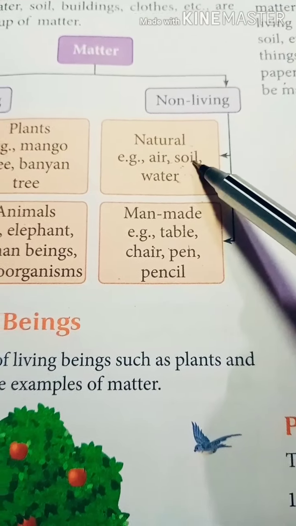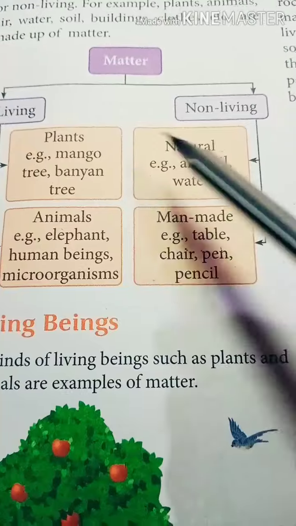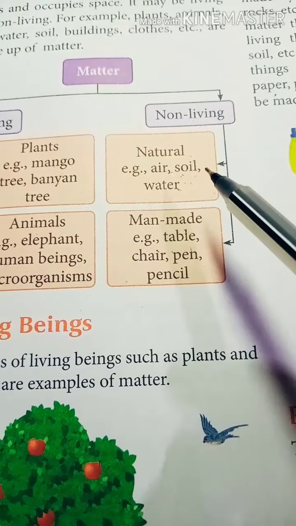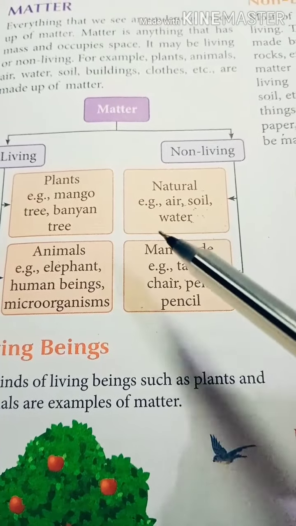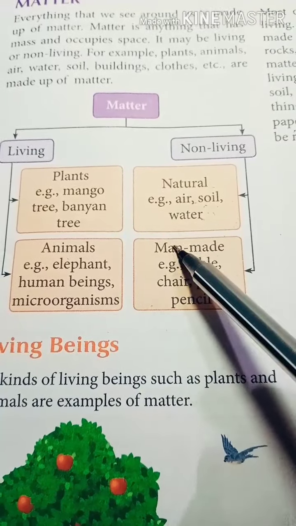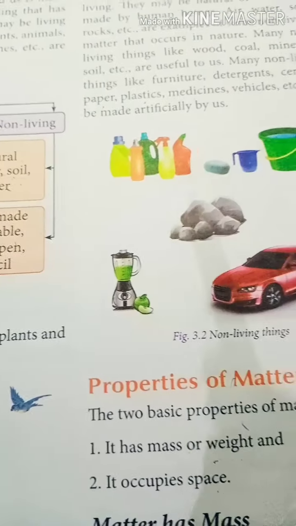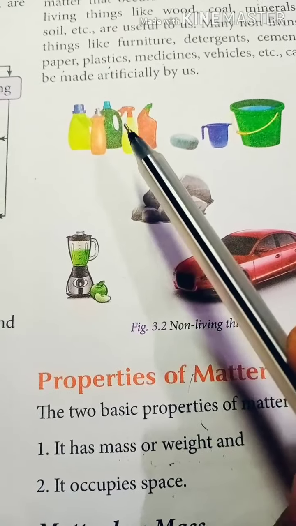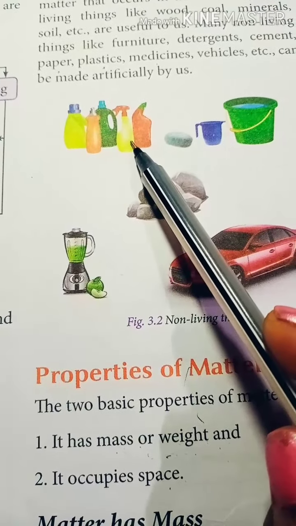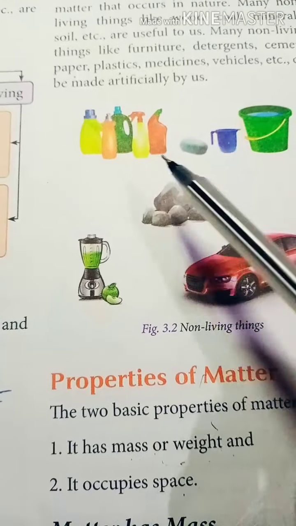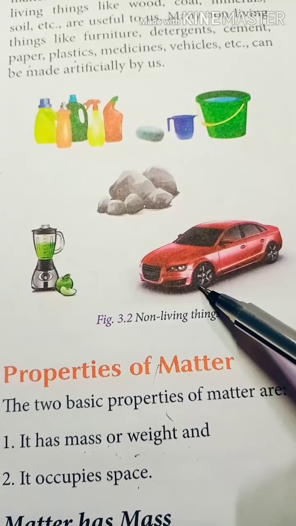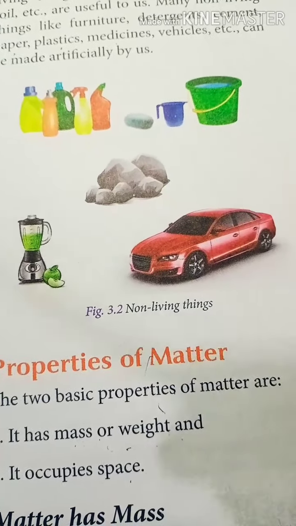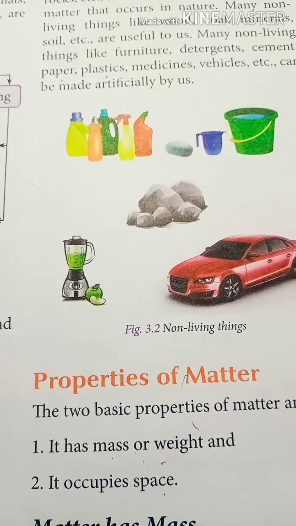Now see what I am telling: non-living or living, any type of substance, if it occupies space and has mass, then it is matter. Clear? See here, a plastic bottle is man-made and non-living, but it needs space and it has mass, so it is also matter. Here a car also needs space to remain and has mass, so it is matter. Whether non-living or living, they are matter.